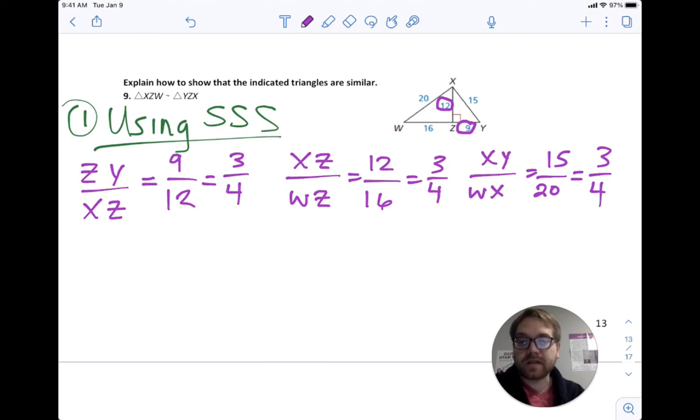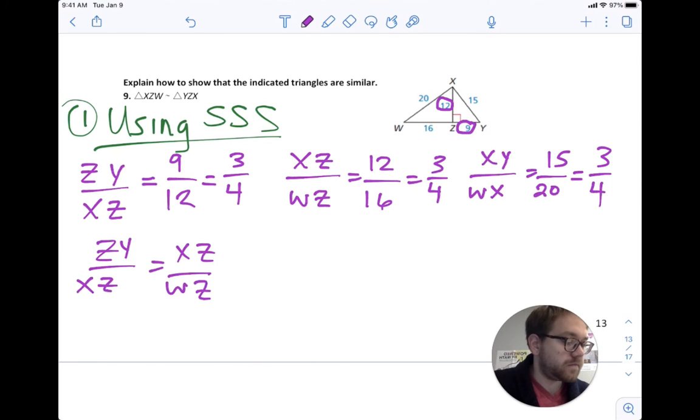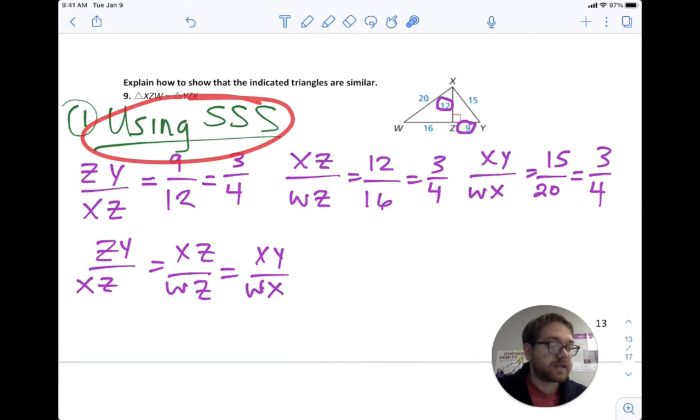All right, so comparing the other sides, XZ to WZ and XY to WX, I find that they all have a common ratio of 3 over 4. And so that means that these sides are all proportional. We could write a proportionality statement like this. All right, so this proportionality statement here is telling us that the corresponding side lengths between these two triangles are all equal, and so they're proportional. And what that means then is using the side-side-side theorem, because of the side-side-side similarity theorem, these two triangles are going to be similar.